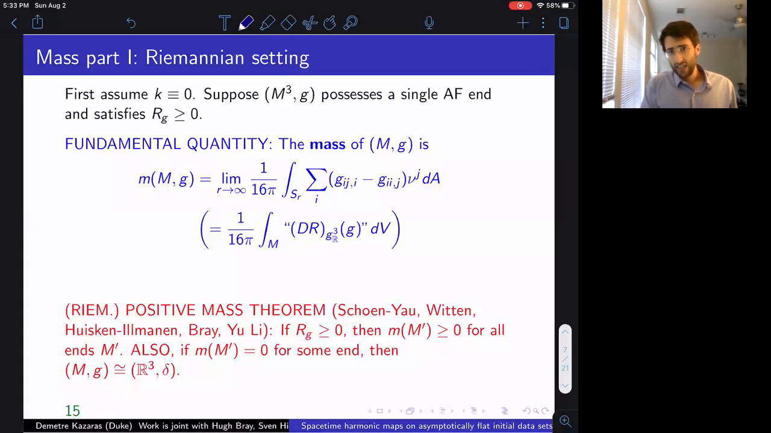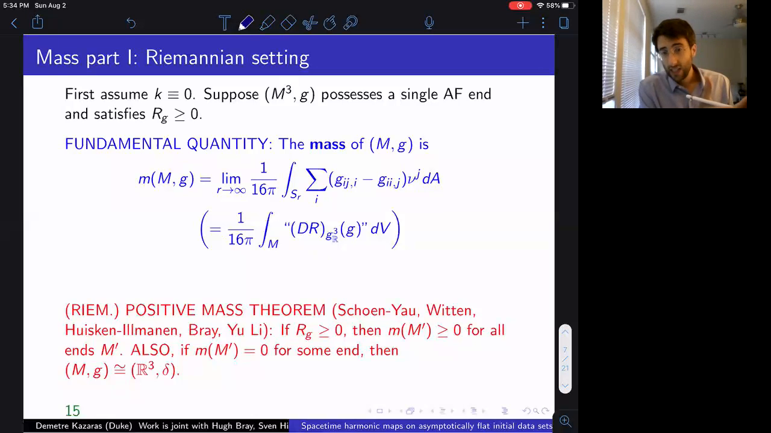Again, it says, if you are in the above context, you have this asymptotically flat initial data set with K vanishing, and you have this curvature condition, the dominant energy condition, scalar curvature is non-negative, then the mass of your manifold is non-negative. And if you have multiple ends, then for each end, this quantity is non-negative. You can imagine doing this integral not over spheres of one end, but over another end. Anyways, it comes with a very important rigidity statement, which is if the mass of your end vanishes for some end, then your whole manifold is just R^3 with the flat metric.